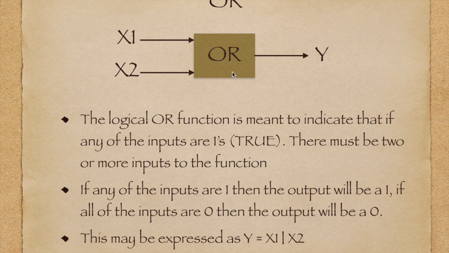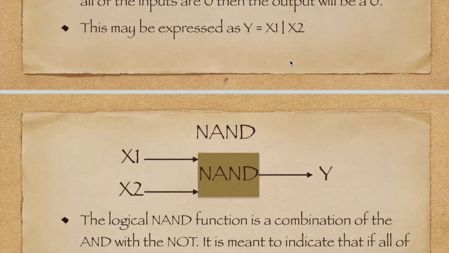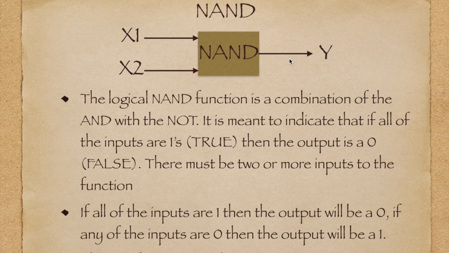The only qualification here is that the OR in this case is referred to as the inclusive OR because it includes the case where both of the inputs are a 1. So if either are 1 or both are 1, the output will be a 1. The NAND is the not AND.